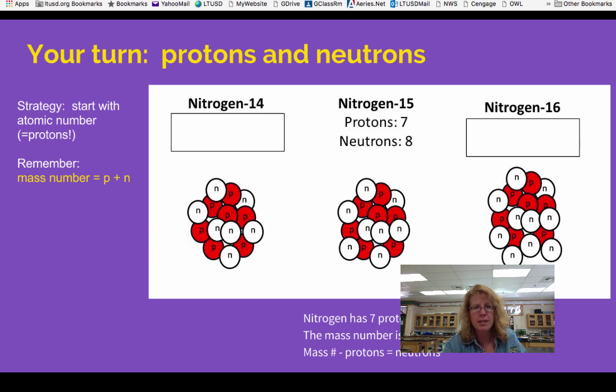So here's your chance to practice. There's a little diagram in the center here showing 3 of these isotopes of nitrogen. You can count the circles if you really want to check it, but you should be able to figure this all out from just the numbers up at the top.